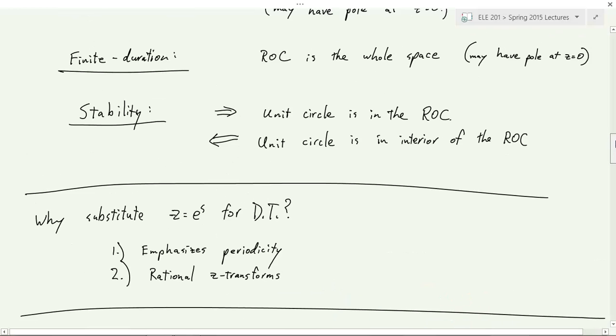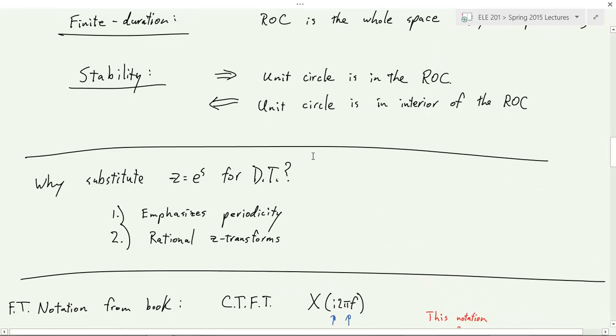So now let me just comment on why. I've already talked a little bit about this, but why substitute z equals e to the s for discrete time? After all, wouldn't it be simpler to just have a Laplace transform for both continuous and discrete time? We have a Fourier transform for continuous and discrete time, and the only difference was changing integrals to sums. So why have a whole different transform for discrete time in this case? Well, I've already said that this substitution of z emphasizes the periodicity. In fact, you can understand this as aliasing being built into the z transform. You don't have to think about aliasing anymore.